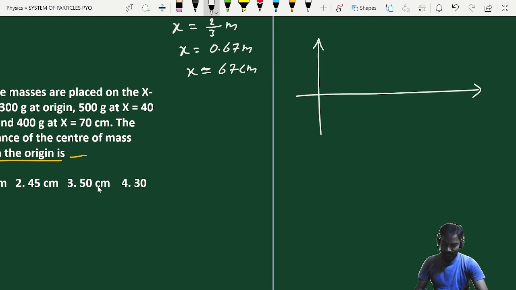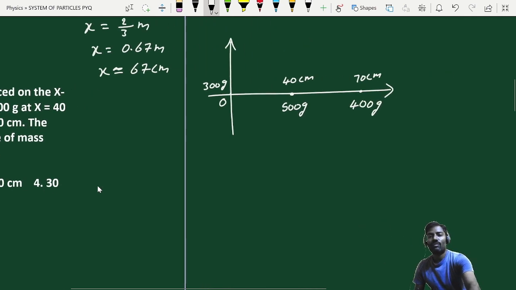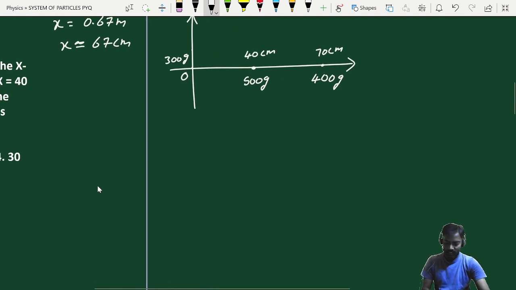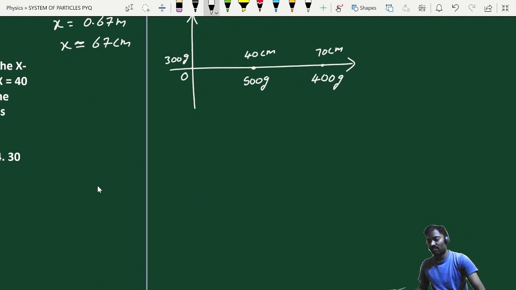On this coordinate system, at the origin, the first body of mass 300 gram is placed, and at a position 40 centimeter, another body of mass 500 gram is placed. At a position 70 centimeter, the third body, that is a 400 gram body, is placed. While calculating the position of center of mass, we have to check whether there is only one coordinate or there are two coordinates or three.